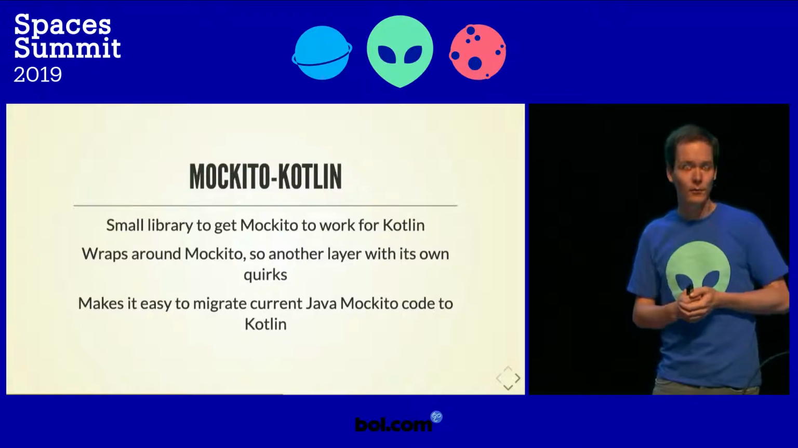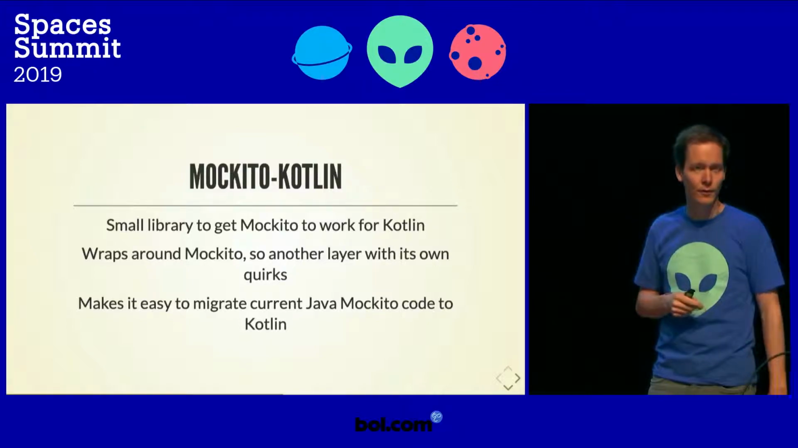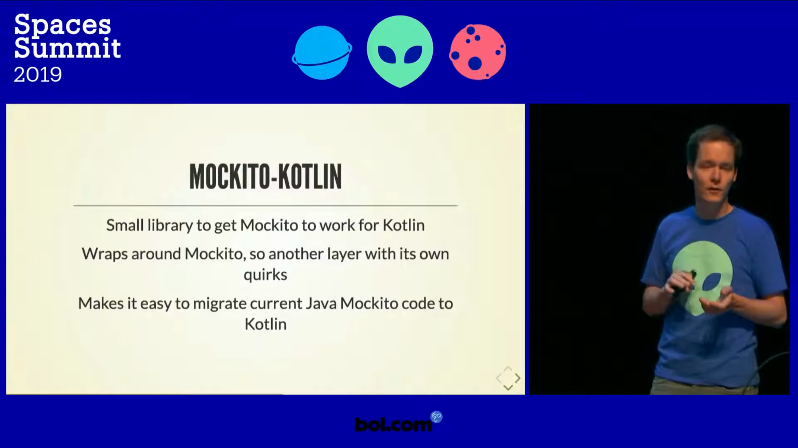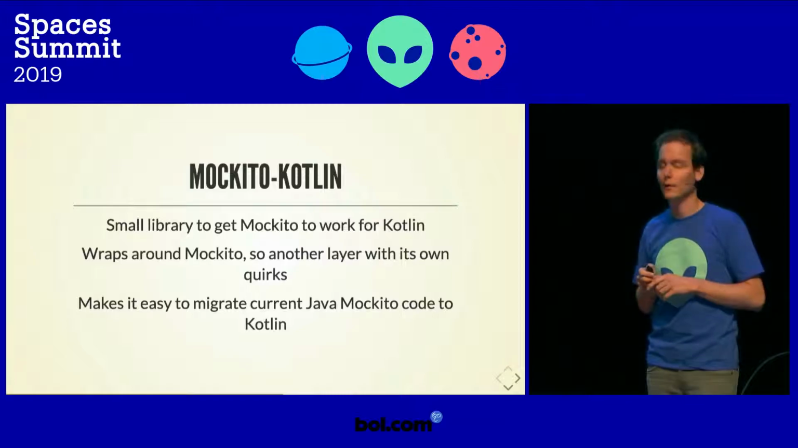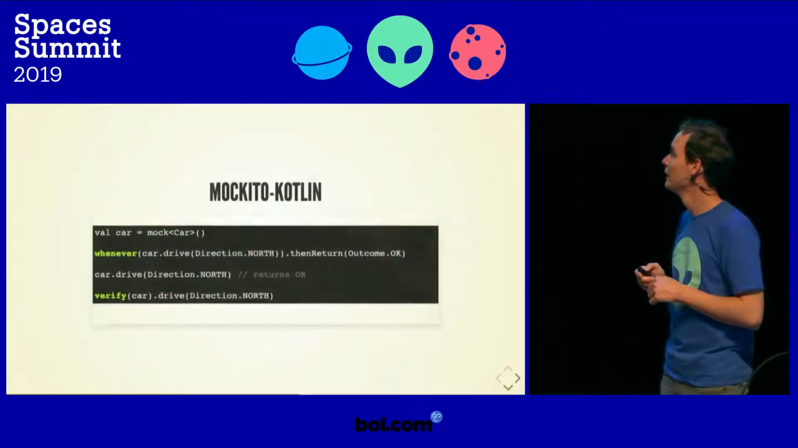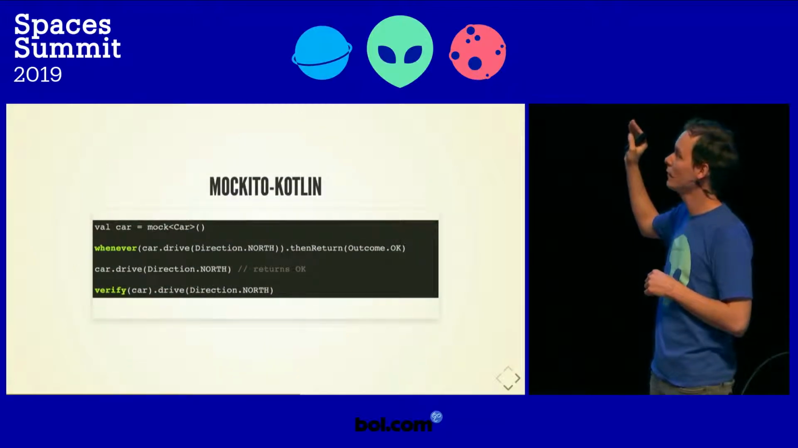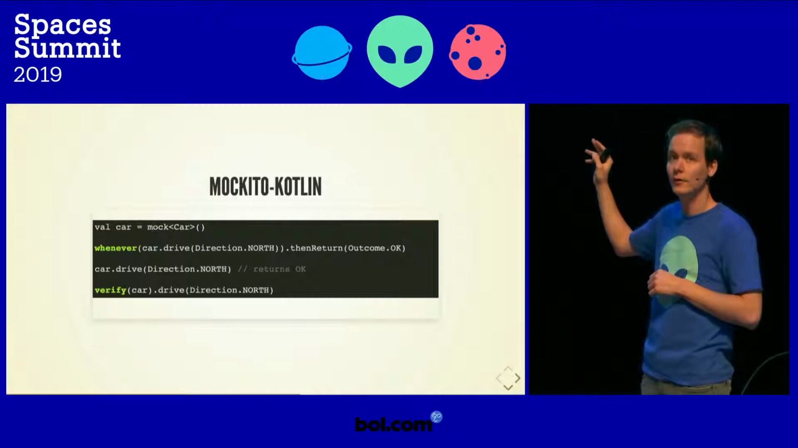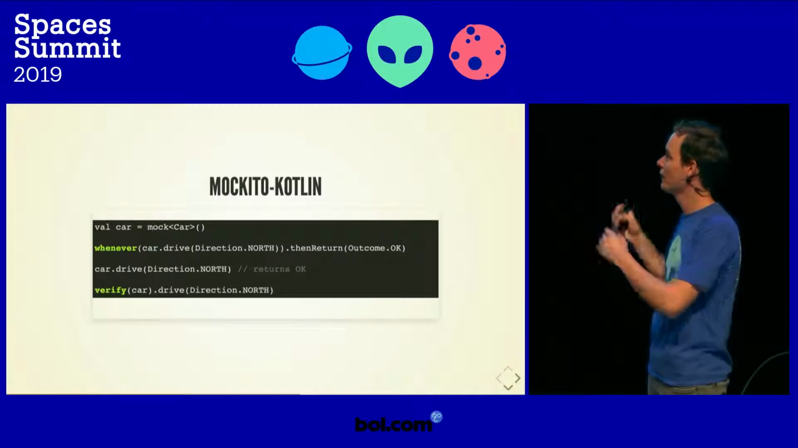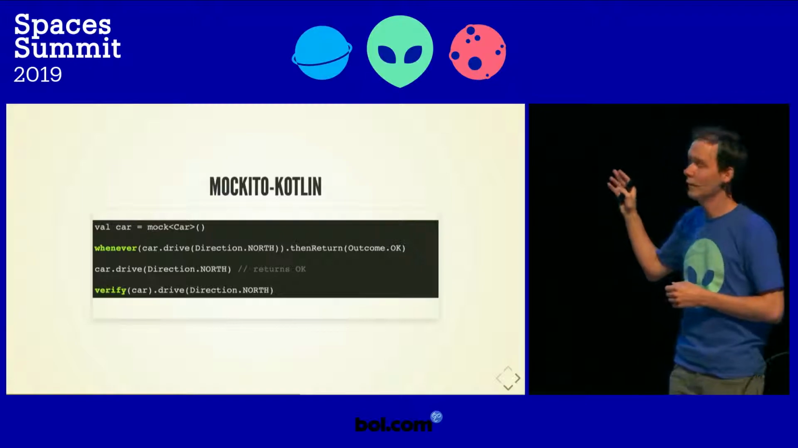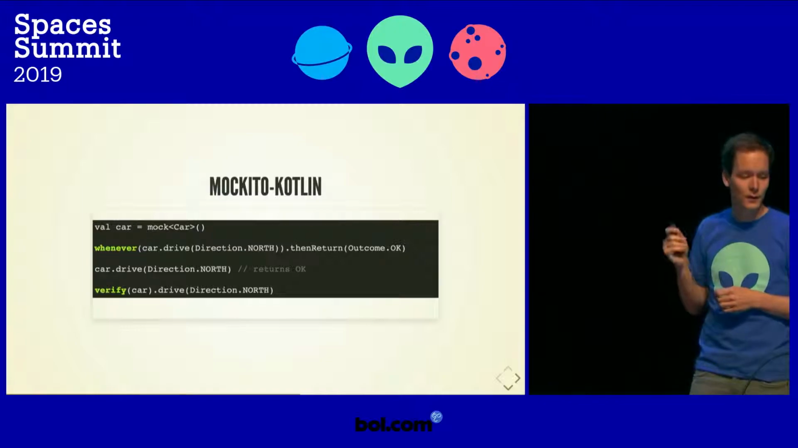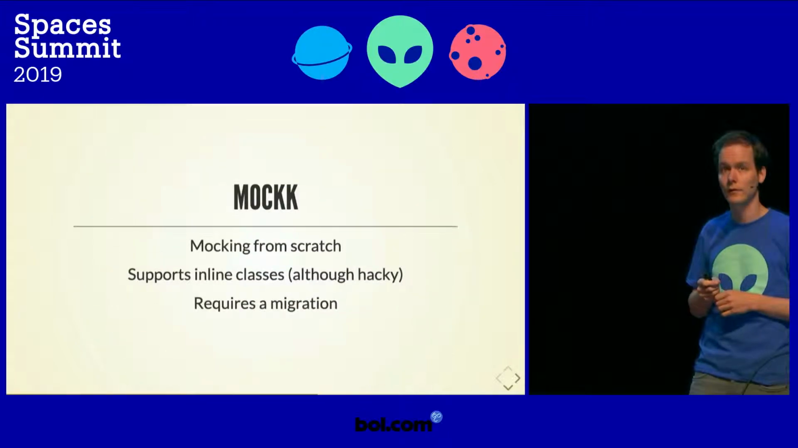Not everything is fully supported, so partial mocking using spy is not supported. Inline classes are not. Initially, coroutines weren't supported. Nowadays, I think it is. So there were a few limitations on it. It looks like this. So you just define your mock. You describe the behavior with the whenever. So inside the whenever, you have this method call, and you do dot then returns some sort of outcome. You call something, and you can actually verify if the mock is being called. Quite classic Mockito example.